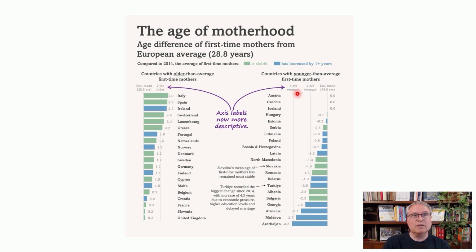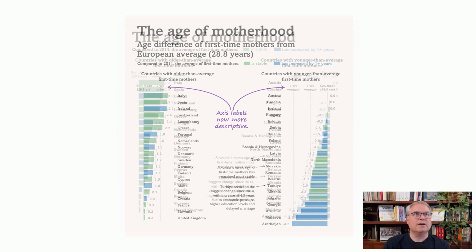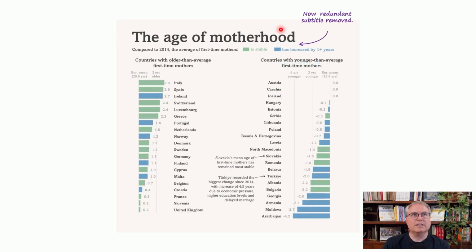Instead, we put younger. Okay, so that's what that means, right? That minus 4 is a little bit easier to understand if you just say 4 years younger. And now this subtitle here, age difference of first-time mothers from European average 28.8 years, is actually kind of redundant because we've included that information directly in the chart itself. So we don't actually need it. We can actually get rid of that entirely now.